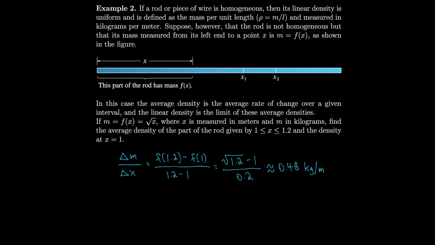So that's the average density. We now want the actual density, the density which is measured by the limit of the average density. So that's rho equals dm/dx, our derivative, and we want it at x equals 1. So remember, the derivative of square root of x is 1 over 2 root x. You write it as x to the half, and then you move the exponent over using the power rule. We're going to evaluate that at x equals 1. So that equals 0.50 kilograms per meter. Both the average density and the density are in the same units because they both represent rates of change. However, one's the average rate of change and one is the instantaneous rate of change.